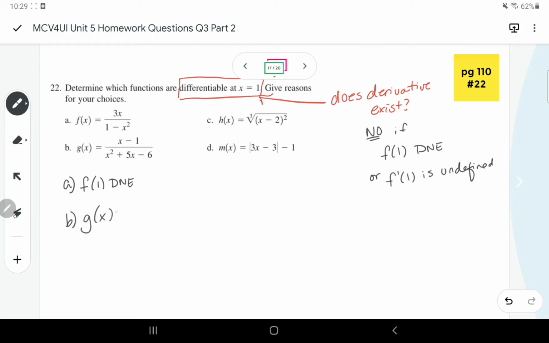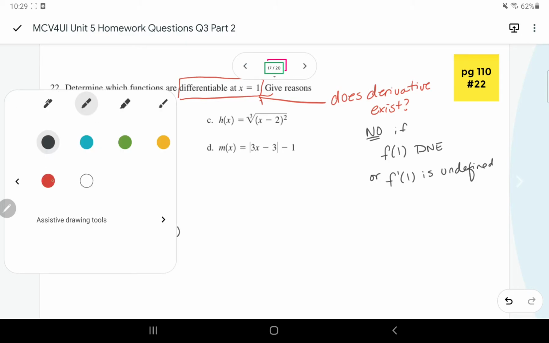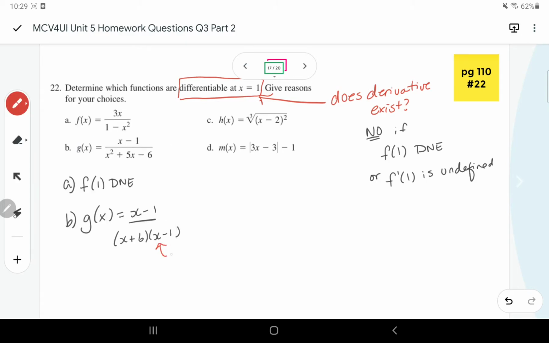And then let's take a look at b. Here g at x equals x minus 1 over, and then I would factor this one, x plus 6, x minus 1. We could reduce that, but there's a hole at x equals 1. So that tells me that g at 1 does not exist. Of course, the derivative at that point doesn't exist either. You can't take the derivative if you don't even have a value on your function at that point.